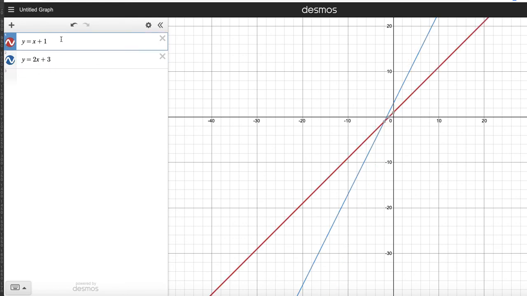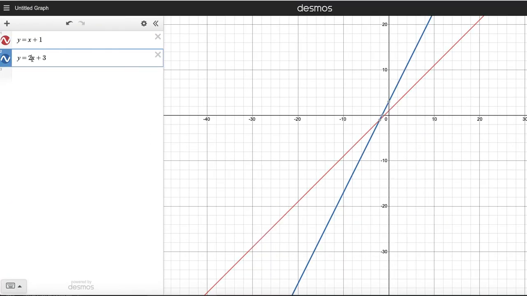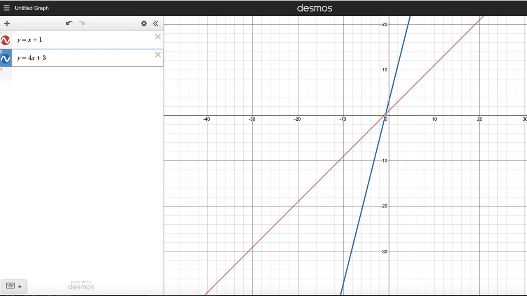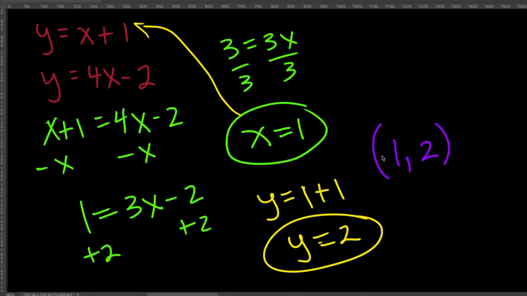Okay, so the first one was just x plus 1, and 4x minus 2. Okay, so we see where they cross, just hover over that point, and Desmos tells us that it's 1, 2, which is what we got, so we feel good, our answer's correct.